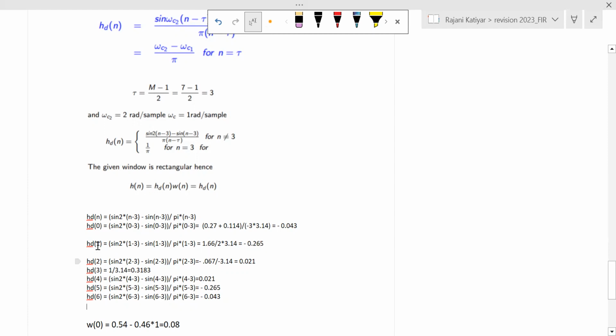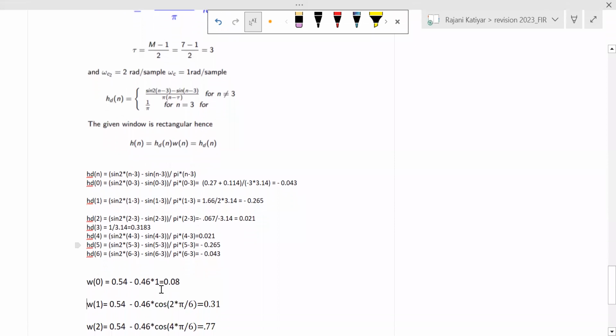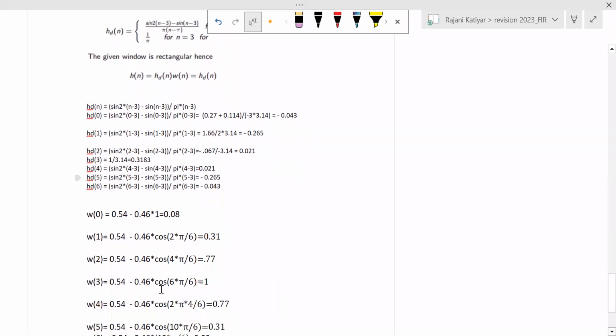Similarly, we'll repeat this for all the coefficients between 0 and 6, and we'll see that in the case of HD3, the equation doesn't hold good, and at that time we will follow the equation (ωc2 − ωc1) by π, which is nothing but (2 − 1) by 3.14. Once all the coefficients of hd(n) have come, we will look at the Hamming window, and the standard form of the Hamming window equation is w(n) = 0.54 − 0.46 cos(2πn/(M − 1)).